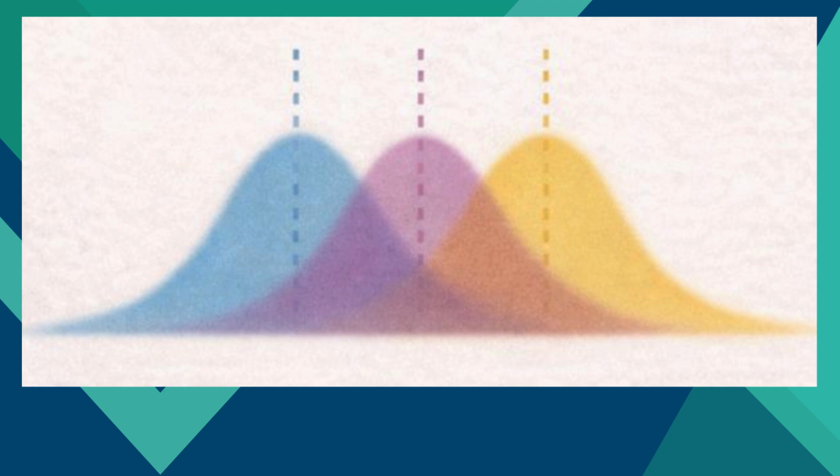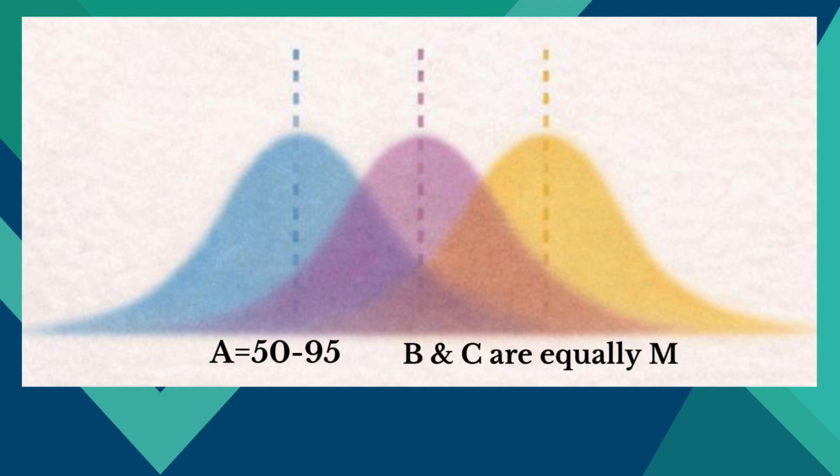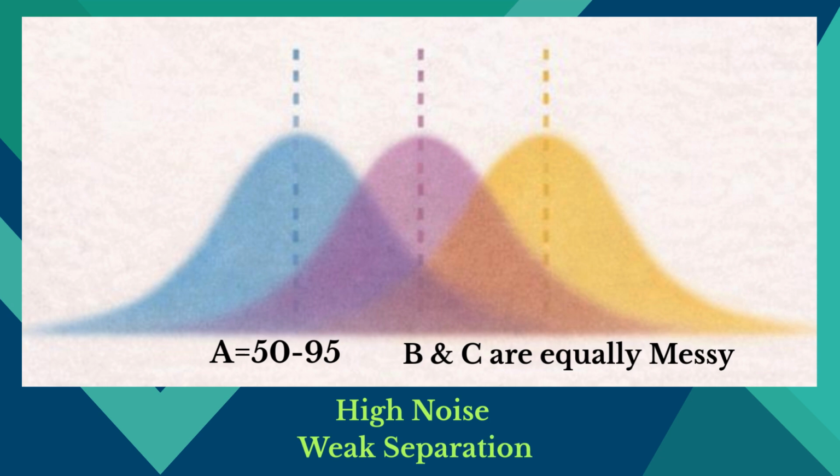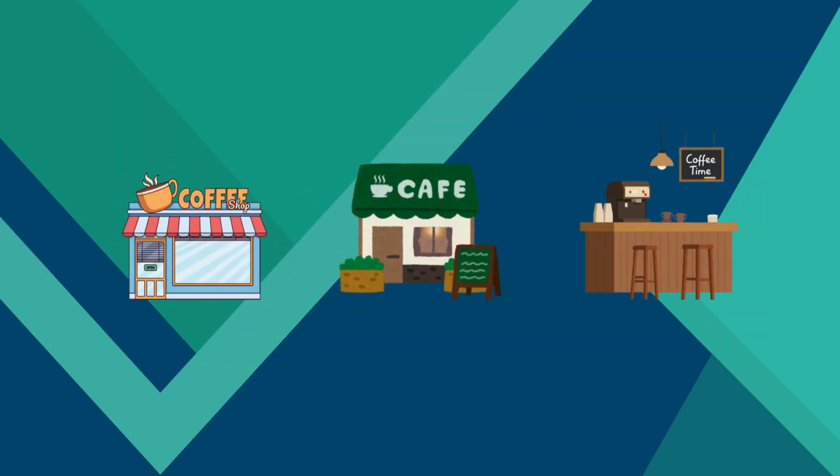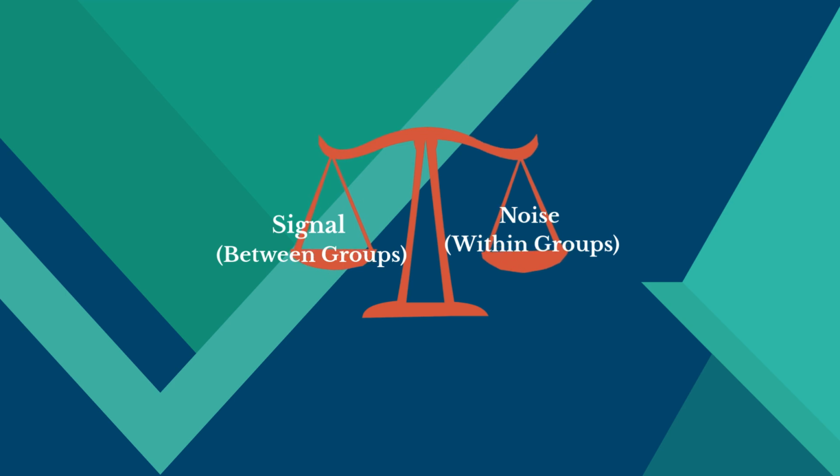Scenario 2: Cafe A scores are widely spread from 50 to 95. Cafe B scores are equally messy, as are Cafe C scores. Even if averages differ slightly, ANOVA will likely say these differences could be noise. So, ANOVA is really asking, is the signal stronger than noise?